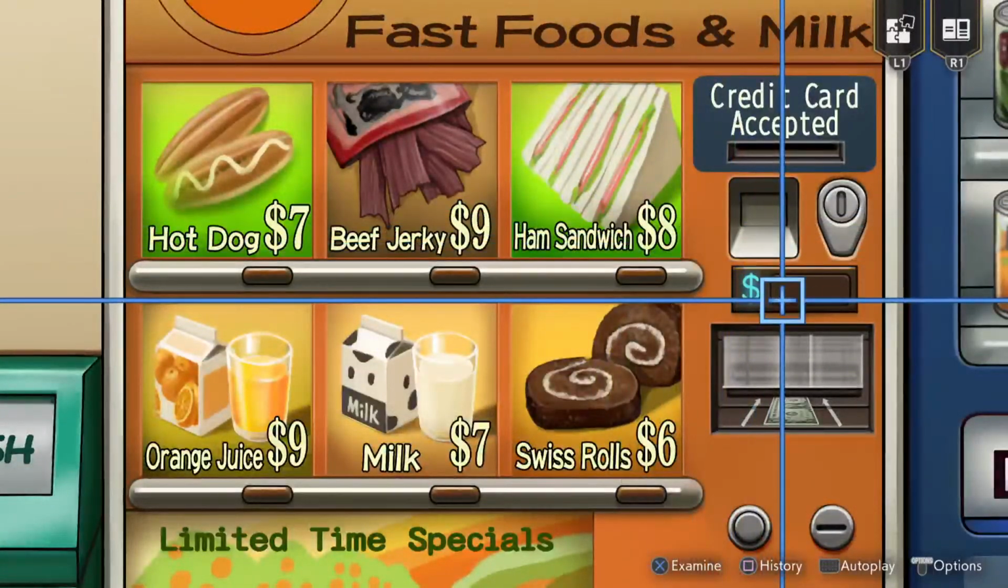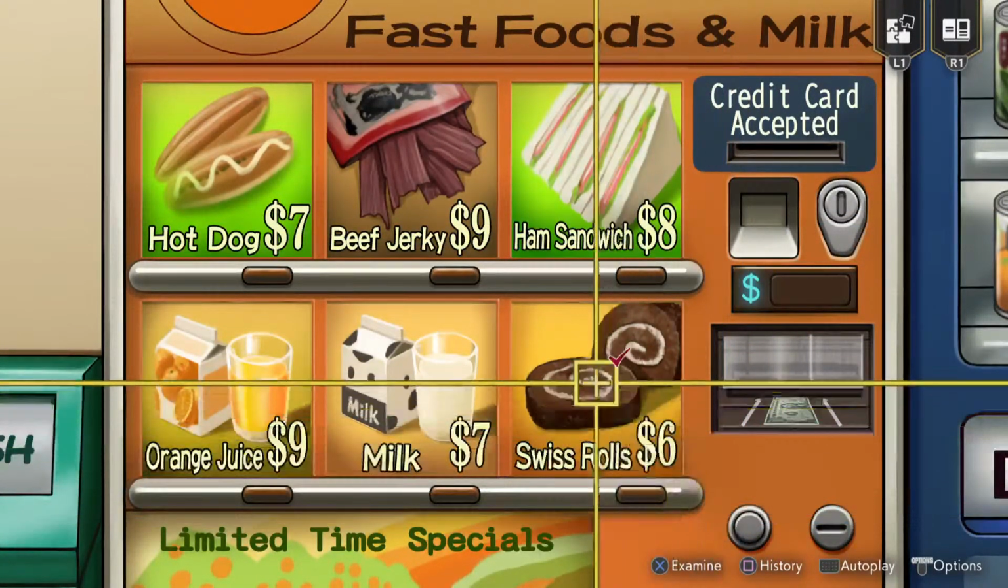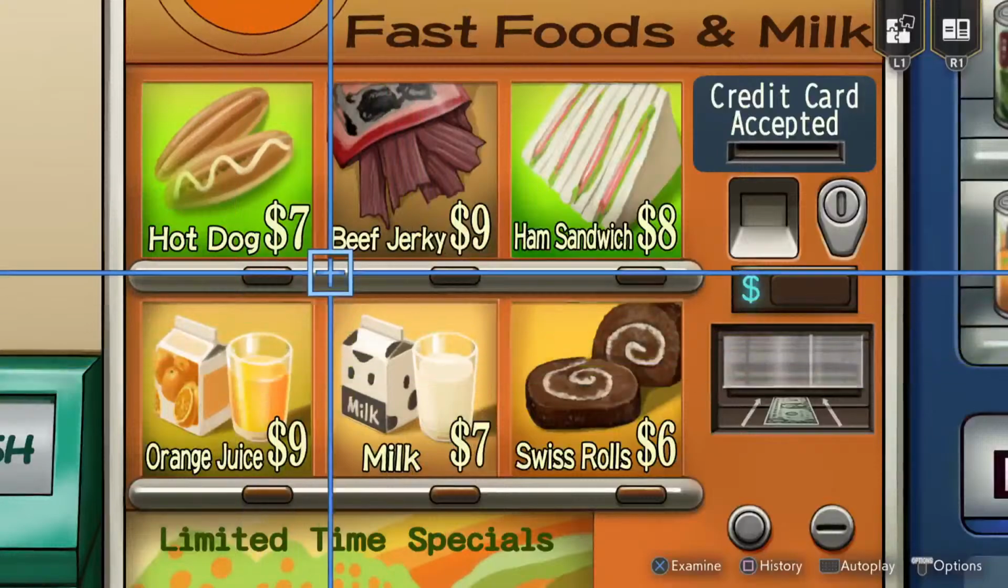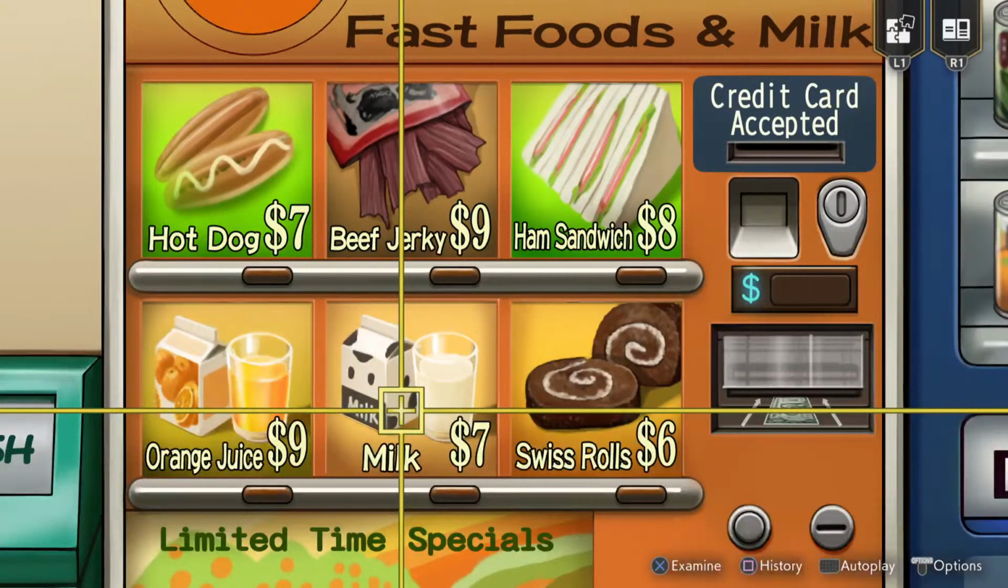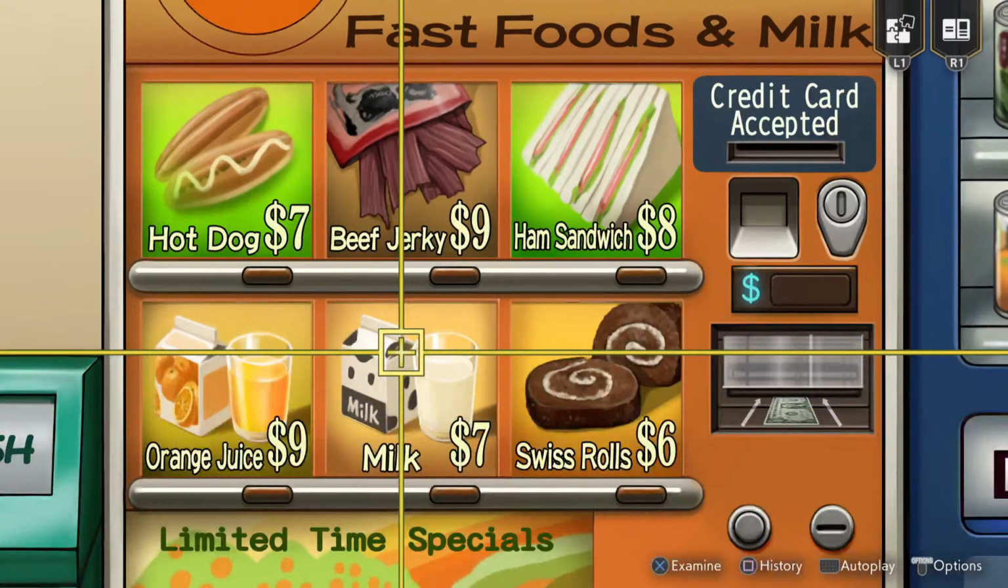It looks like they only take bills, and they take credit cards, but they don't take change. So they take everything.